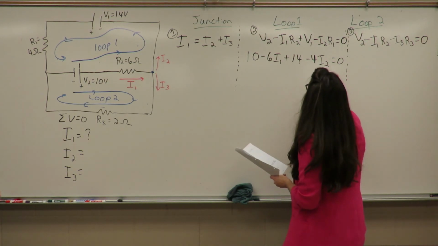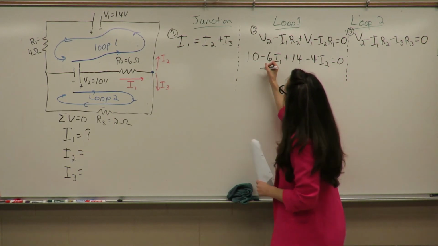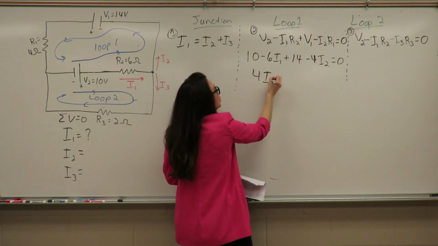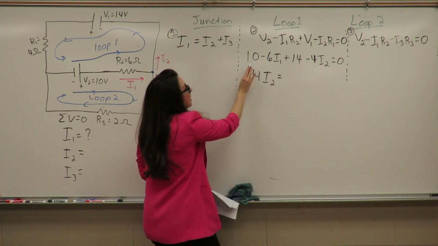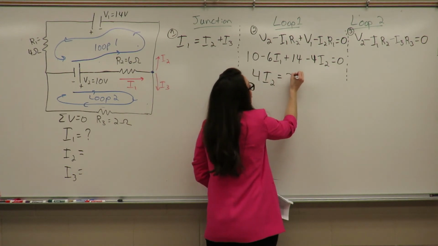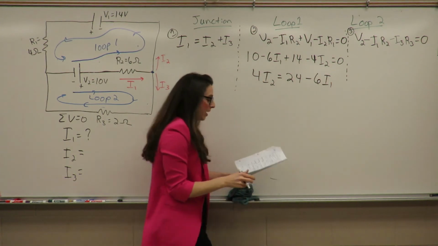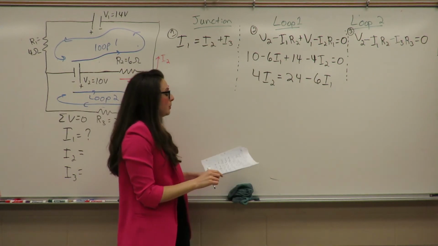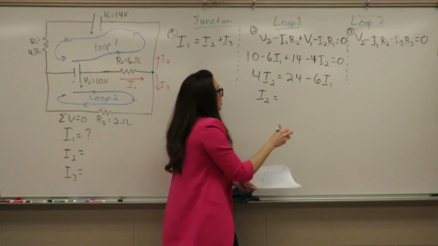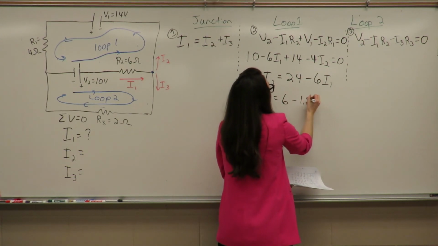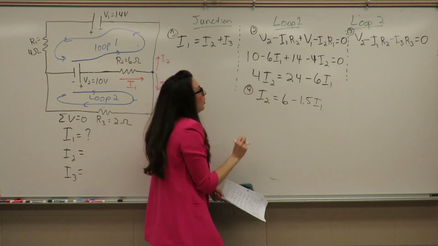So, well, let's just start by adding 4I2 to the other side. So we have 4I2 equals, add 4I2 to the other side, I've got 10 plus 14, so that's 24 minus 6I1, okay? And then I have to divide both sides by 4, and so if I do that, I get that I2 is equal to 6 minus 1.5I1. And I'm going to call that equation 4.